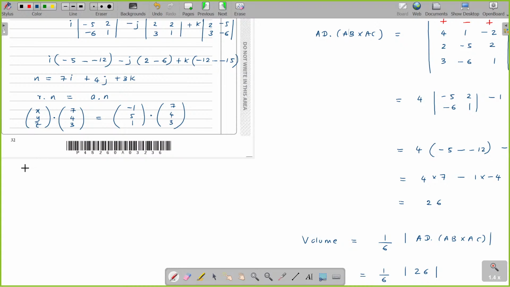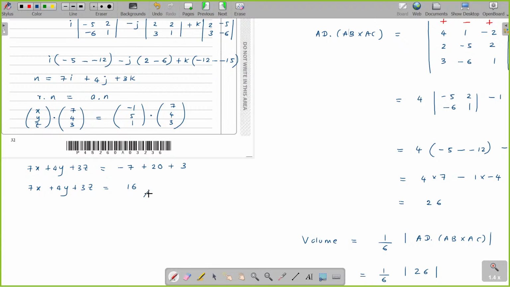So now the dot product, of course, is quite easy, right? Just multiply the x term with x. So x into 7 is 7x. y into 4 is plus 4y. z into 3 is 3z. Equals, multiply the other side. Minus 1 into 7 is minus 7. 5 times 4 is 20. Plus 1 times 3 is 3. Do you agree with me? Okay, then I get here 7x plus 4y plus 3z. Can I have the simplified answer here? Minus 7 plus 20 plus 3? 16.